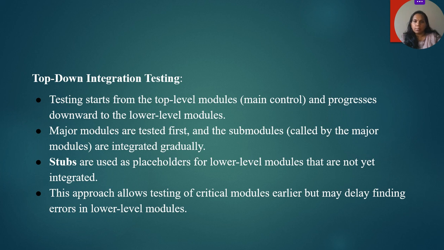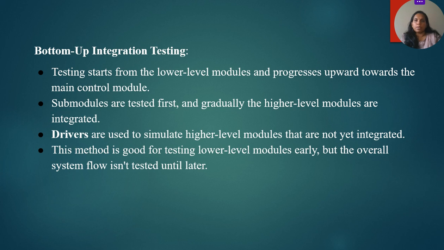Top-down integration testing. Testing starts from the top-level modules, that is the main control, and progresses downward to the lower-level modules. Major modules are tested first and the sub-modules are integrated gradually. Stubs are used as placeholders for lower-level modules that are not yet integrated. This approach allows testing of critical modules earlier but may delay finding errors in lower-level modules.